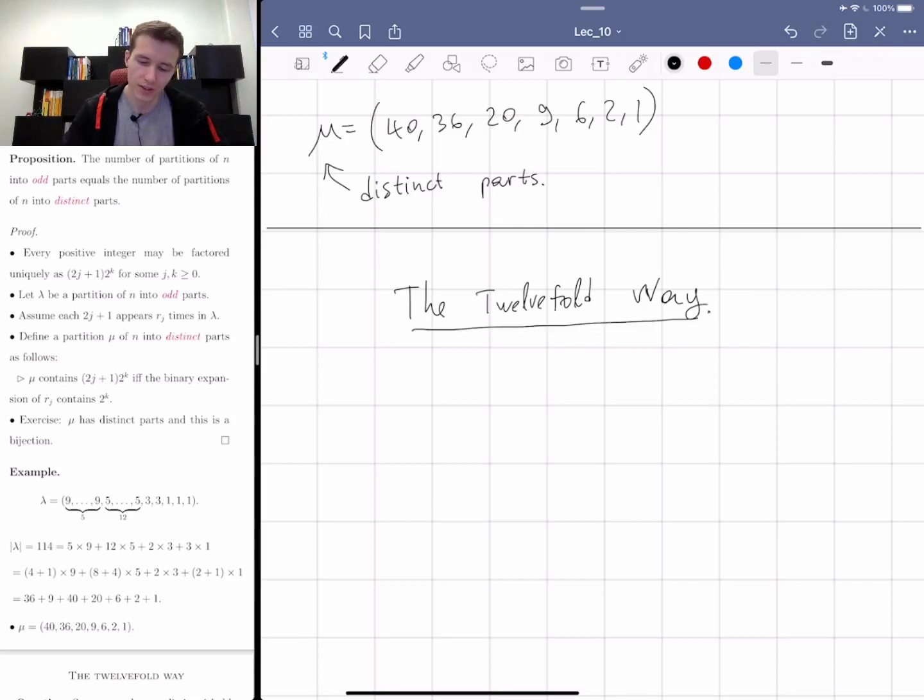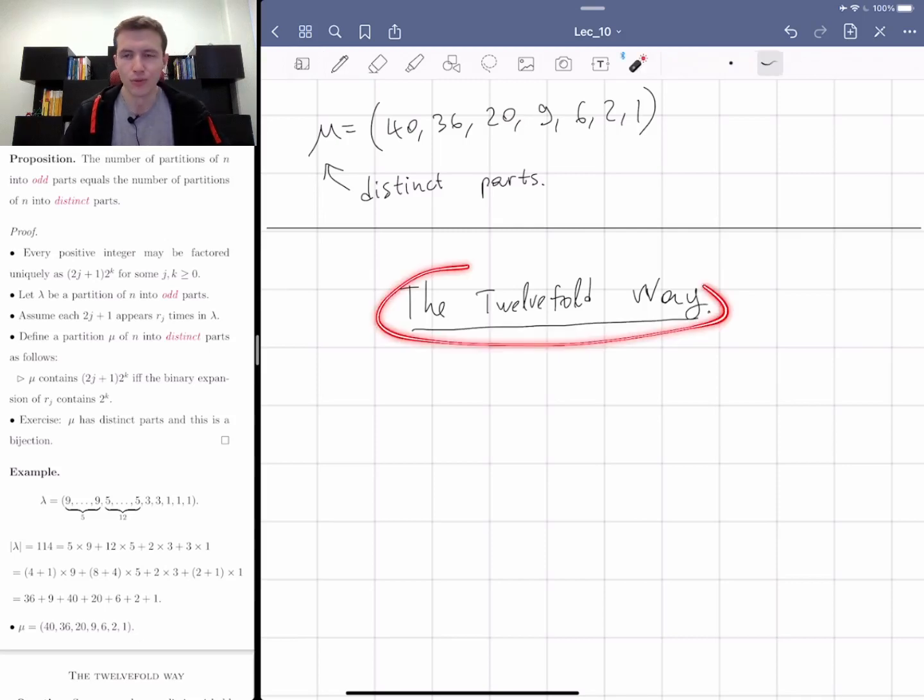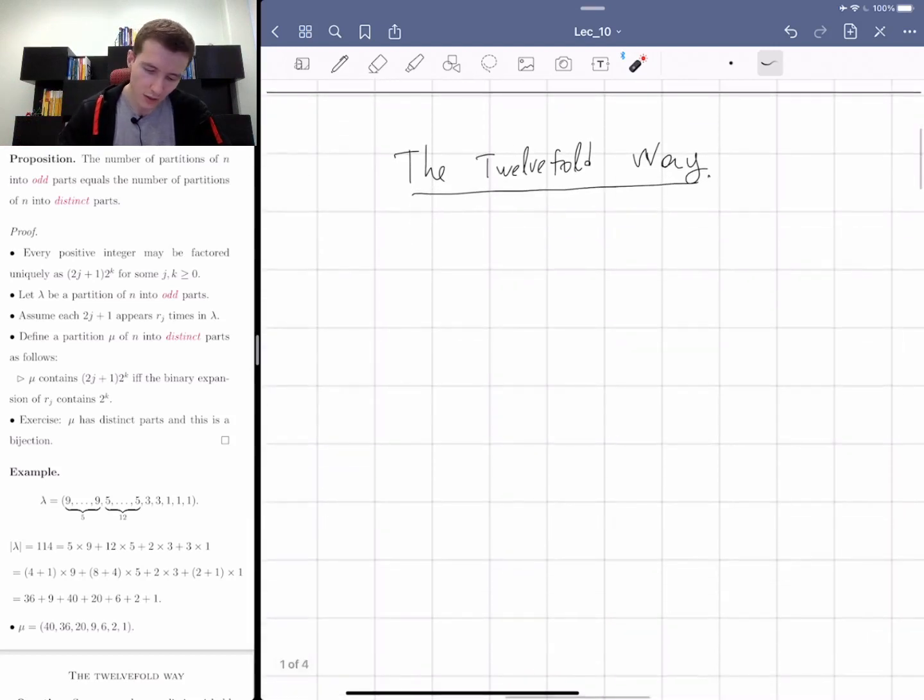This expression is due to Giancarlo Rota, who happens to be my grand advisor. So he's the advisor of my advisor. Yeah, the 12-fold way. That's a poetic name, but what are we going to do?